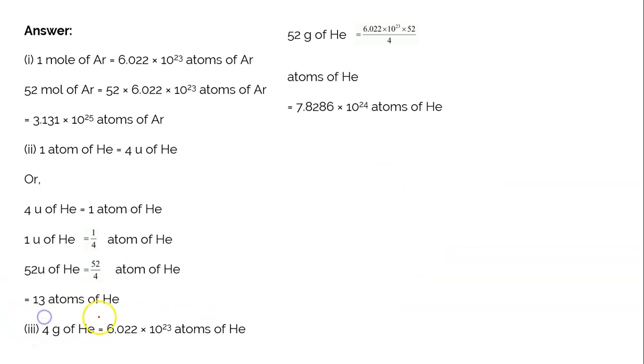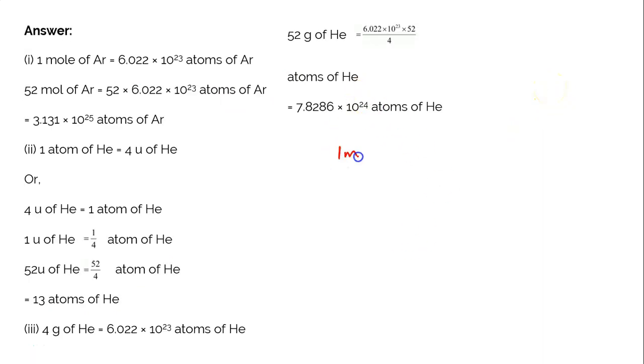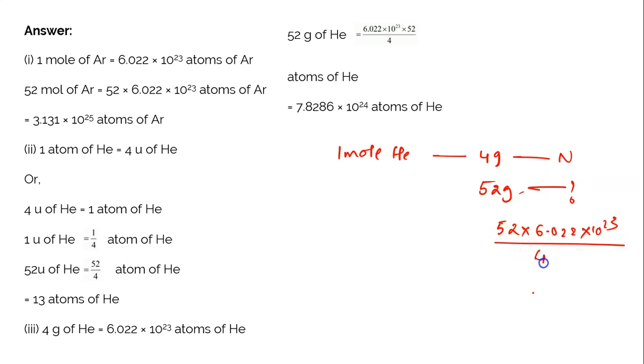And now going to the third part of the question. Third part was talking about how many atoms are present in 52 grams of helium this time. So 1 mole of helium is equal to 4 grams, and this 1 mole of helium will be consisting of Avogadro number of atoms. So right now I'm talking about 52 grams of helium, which will be consisting of how many atoms? Cross multiply 52 into 6.022 into 10 power 23 divided by 4. And when you simplify it, it's got to be 7.8 into 10 power 24 atoms of helium.